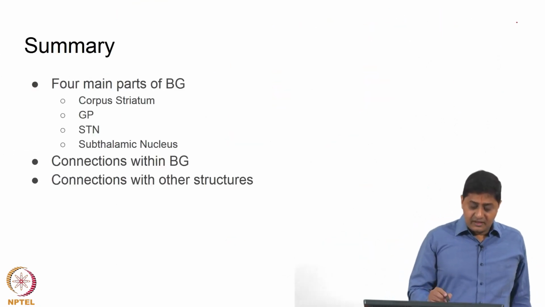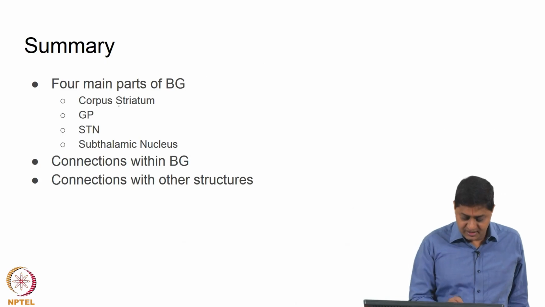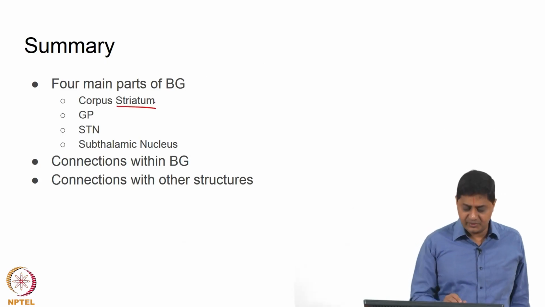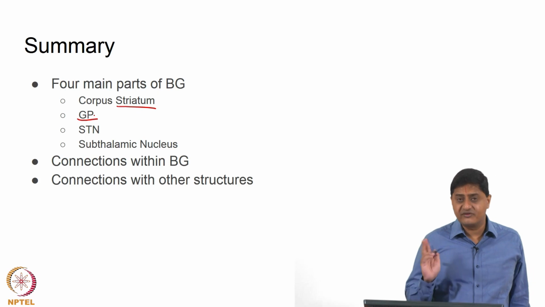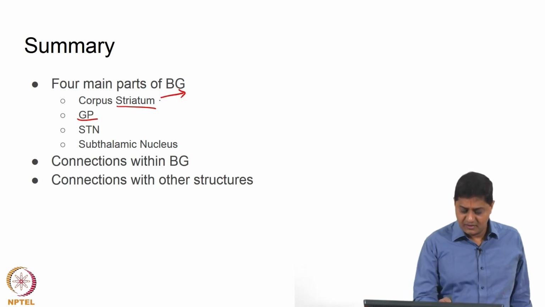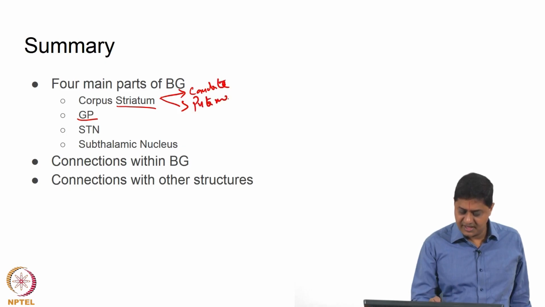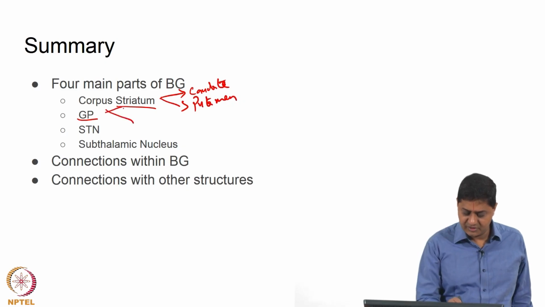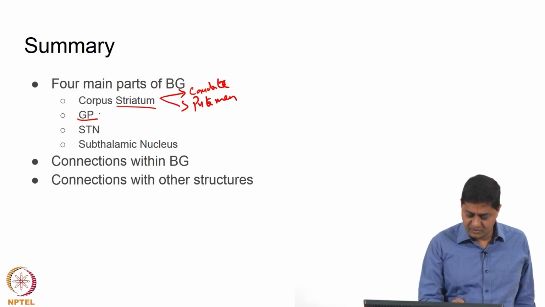So, in summary, basal ganglia is composed of 4 parts: striatum, which is basically caudate and putamen; globus pallidus, which is composed of 2 parts. So, let us write out all the sub parts of these. Striatum is basically composed of caudate and putamen. Globus pallidus is composed of external and internal. I am going to call the substantia nigra as SN.